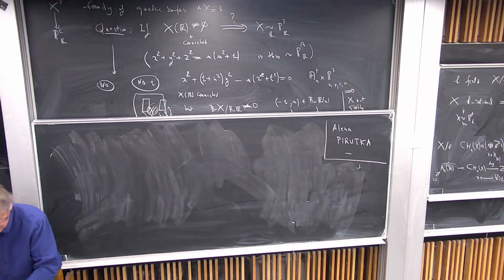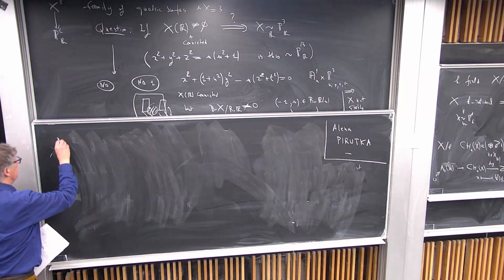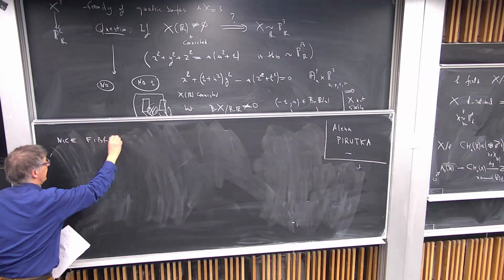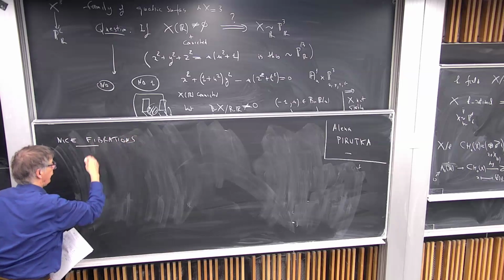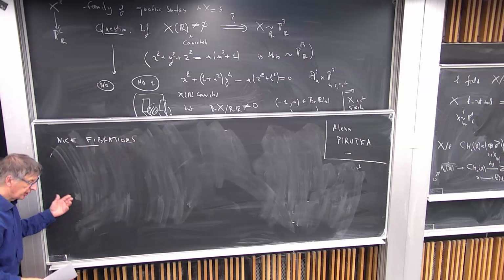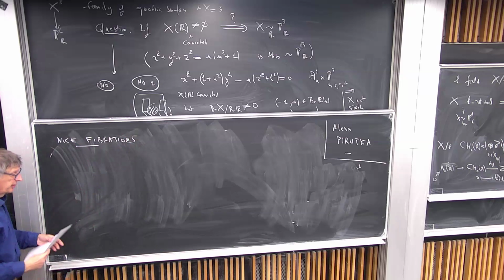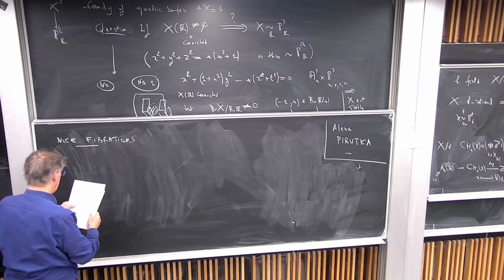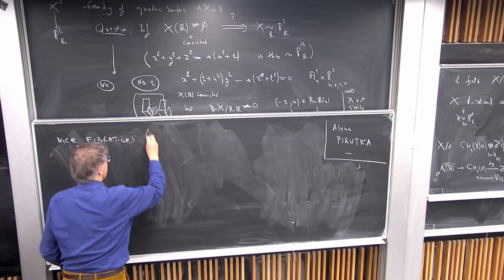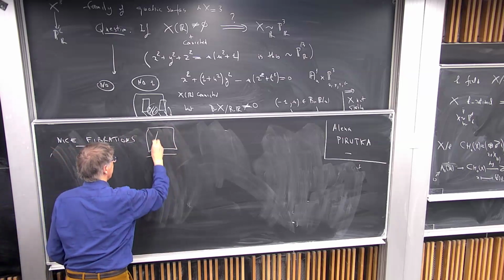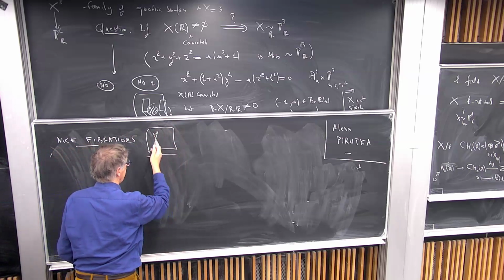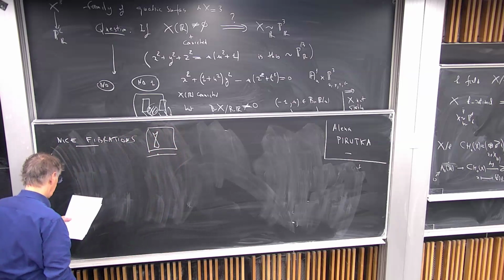So from now on, we're going to look at nice fibrations. And fibrations in this talk will always mean a family of quadric surfaces over P1, unless I say something else. So we look at nice fibrations. That is, I assume that all the bad fibers are quadric cones. Over C, this is the only way in which it can degenerate.